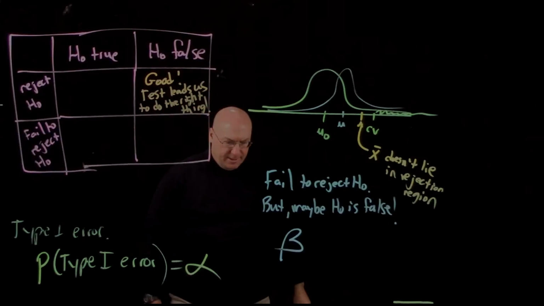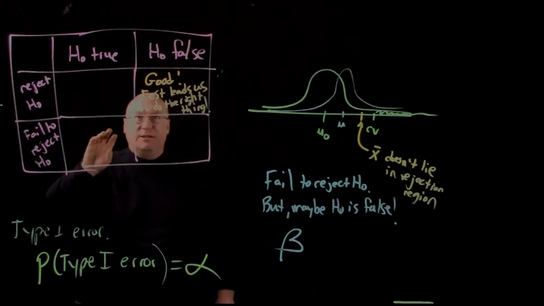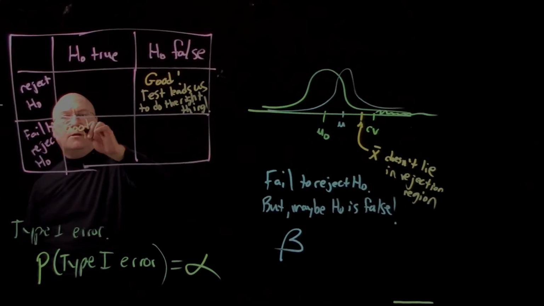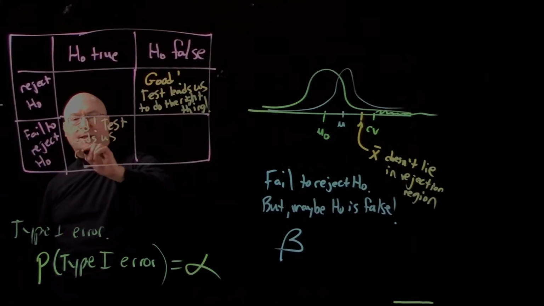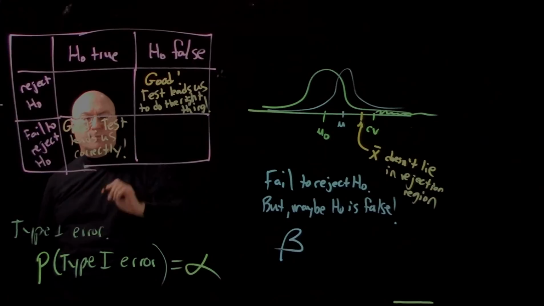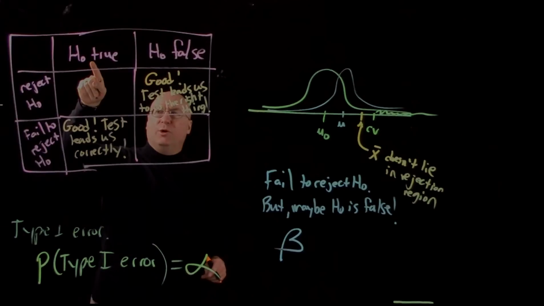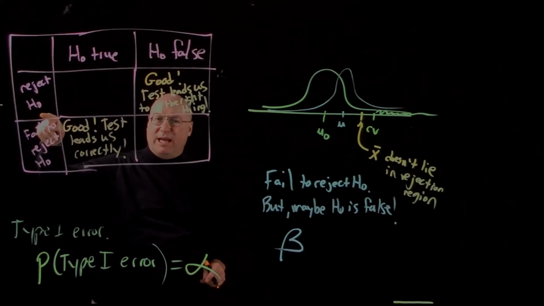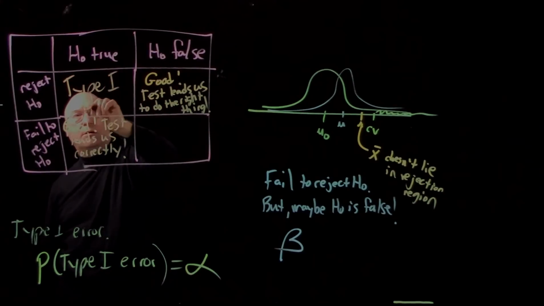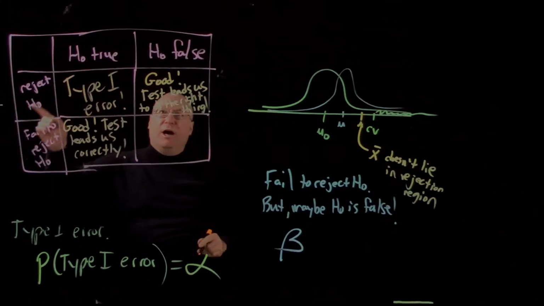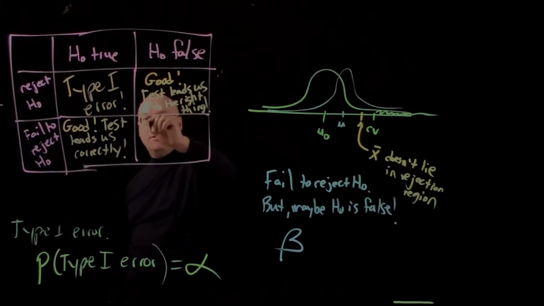Right? Let's go down to this one. H naught is true, and we fail to reject H naught. Ditto. Good. The test leads us correctly to do the right thing. What about this square? H naught is true, but we reject H naught. That's a type 1 error. If H naught is false, but we fail to reject it, that's a type 2 error.